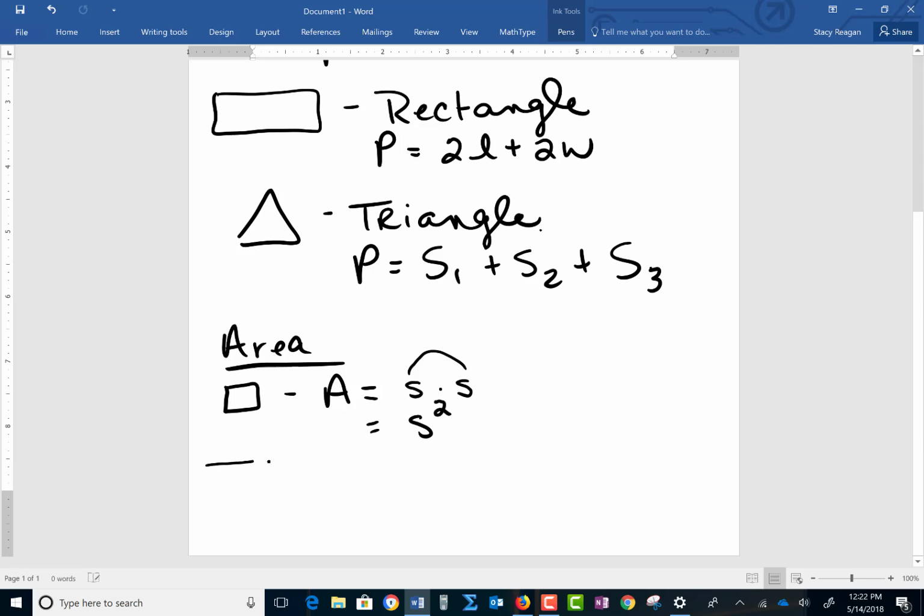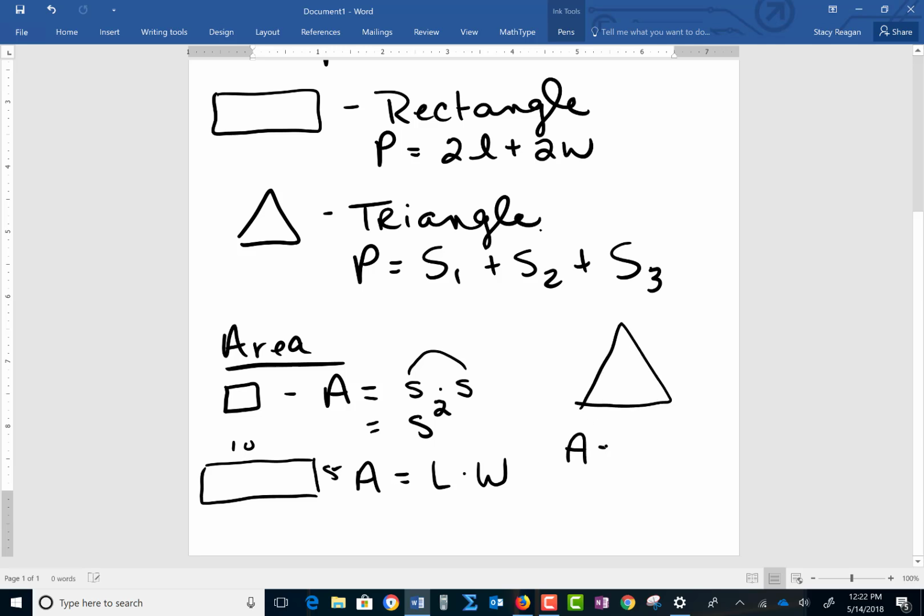If you had a rectangle, your formula for the rectangle is length times width. So if this were 10 and this were 5, I would say 10 times 5 is 50, and that would be 50 square inches, square centimeters, whatever. For a triangle, your formula is area equals 1/2 base times height. This is the height. That's what forms the right angle on the triangle. And this is the base. So you're just simply plugging those numbers into the formula.